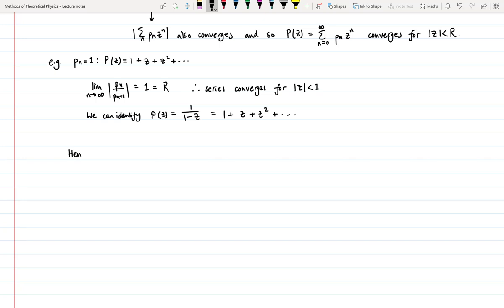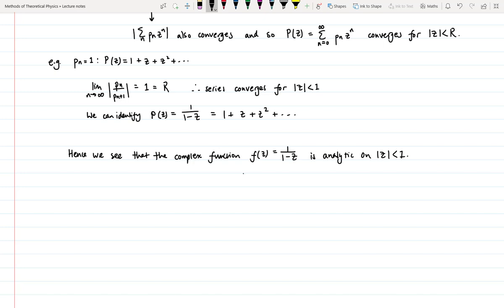Hence we see that the complex function we can write as 1 over 1 minus z is analytic in the region modulus of z less than 1. In other words, it is single valued and it has a well-defined derivative as evidenced by its expansion as a complex power series. Each term in that power series itself has a well-defined derivative.